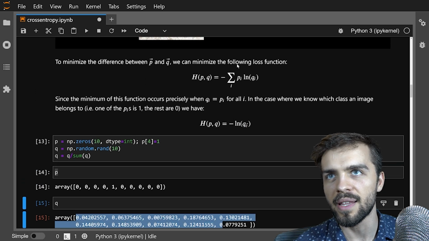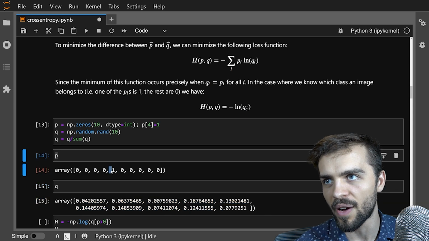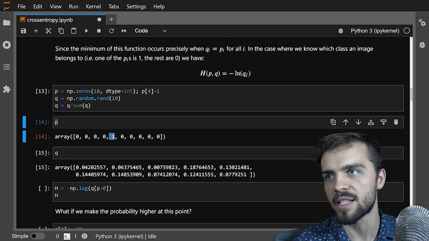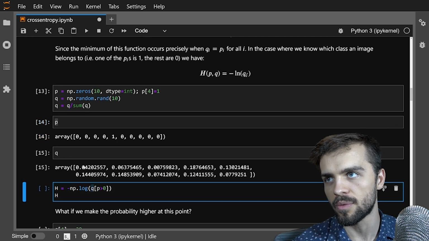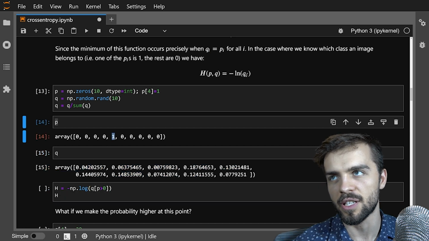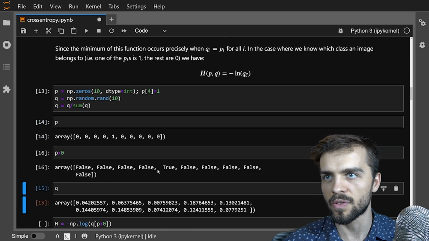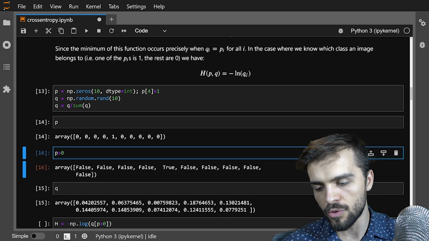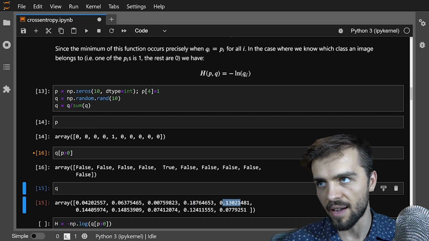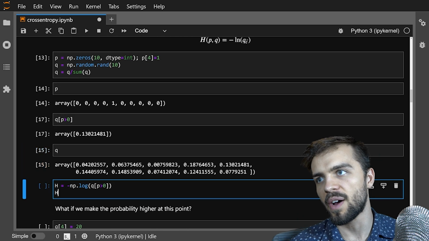Now, if I want to evaluate this sum, in this case I know that there is only one value of P where it's not equal to 0. So I can just take H equal to minus np.log of the Q's where P is greater than 0. So I'm only taking this particular spot. Remember, P greater than 0 gives me an array that looks like this: False, false, false, false, false, true. And if I index Q using this Boolean array, it will take that value and return it for me. I plug that into the natural logarithm and it gives me the value of H.